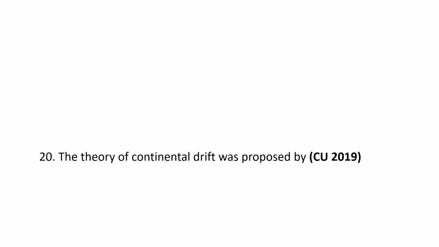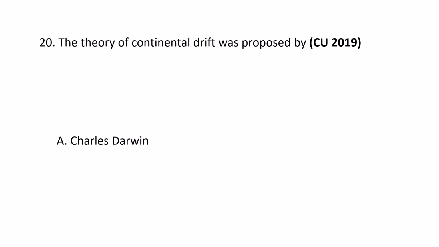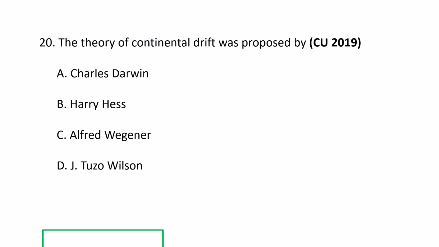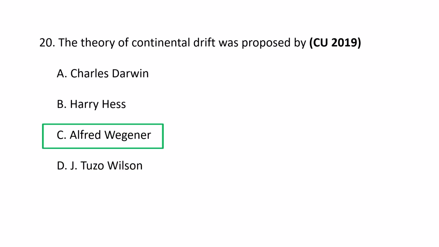Next question. The theory of continental drift was proposed by A. Charles Darwin, B. Harry Hess, C. Alfred Wegener, and D. J. Tuzo Wilson. The theory of continental drift was proposed by Alfred Wegener, a German scientist. He first put forward the idea in 1912, suggesting that the continents were once joined together in a supercontinent called Pangaea and have since drifted apart over geological time.